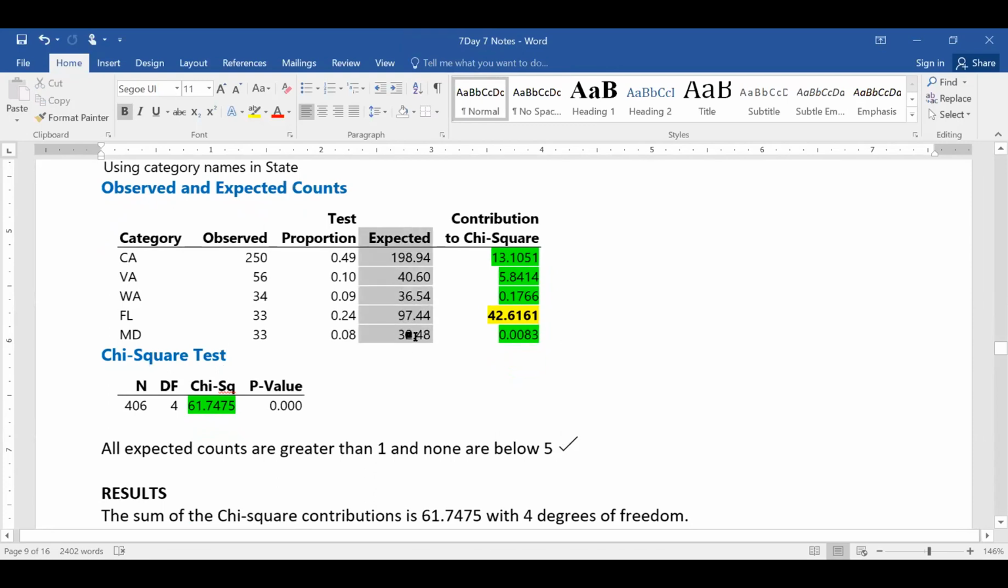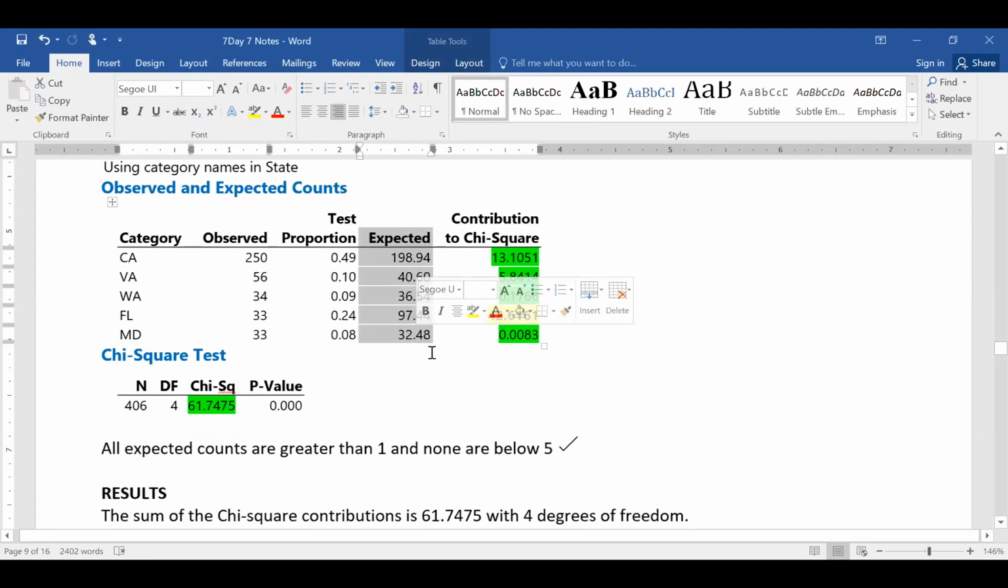So all of this right here in gray that I just highlighted, that's my expected counts. Now every value there needs to be above 1, and no more than 20% could be below 5. Now 20% of these categories, right? So I have 1, 2, 3, 4, 5 categories, and 20% would mean 1 category. So I'm allowed to have one of these state categories be less than 5, but I couldn't have 2.